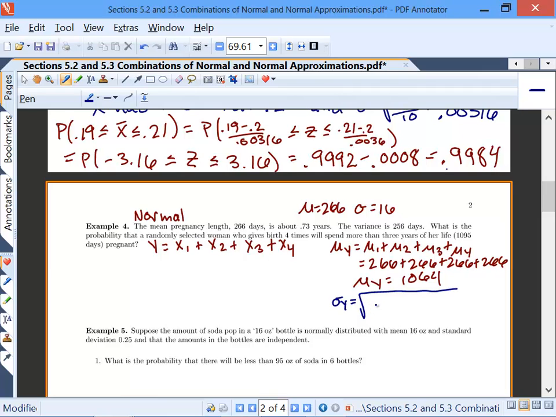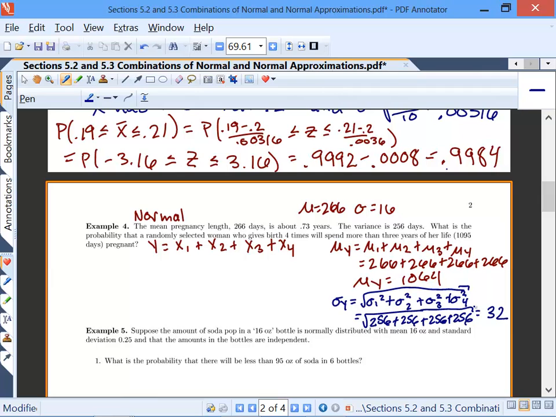So what would you do with the variances for each of those random variables? You would just add them together. And what is the variance for each one of the random variables? The variance is 256. So 256 plus 256 plus 256 plus 256, and the standard deviation happens to give me a nice number of 32. So we have a new mean, we have a new standard deviation, and our new random variable is still going to be normally distributed.